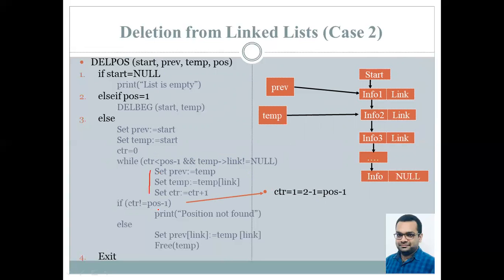And now we compare if counter's value is not equal to position - 1. So this is a very important check over here. You can see the check is not equal to. So this condition is actually false because counter's value is in fact equal to the value of position - 1.